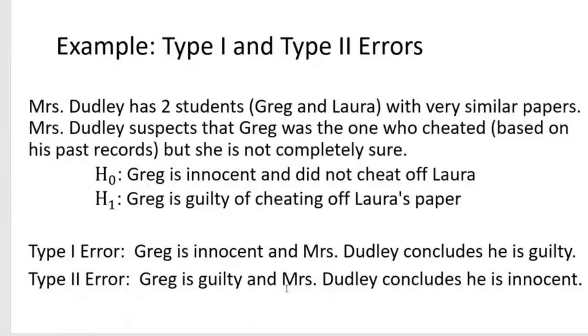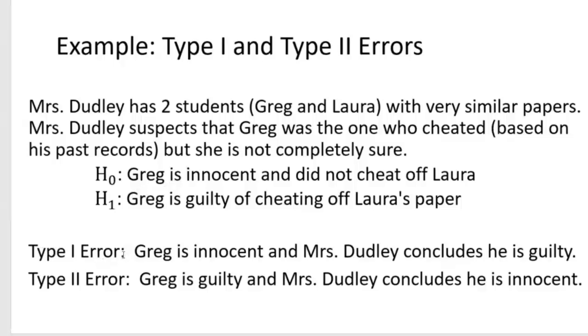Okay, so let's look at this. Miss Dudley, this is not so much statistics, but just helping you understand. Miss Dudley has 2 students. We're going to call them Greg and Laura. They have very similar papers, and Miss Dudley suspects that Greg was the one who cheated based on his past records. But she's not sure. So H sub 0 would be he's innocent. The alternative hypothesis would be he's guilty. Now, the claim she's making is really probably that he's guilty because she thinks he's guilty.